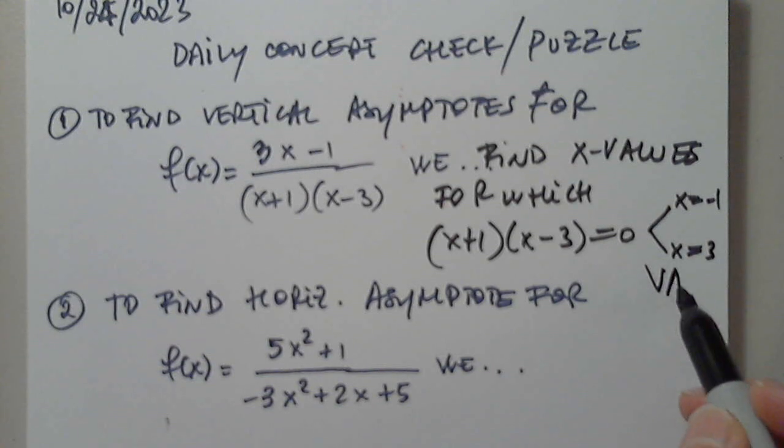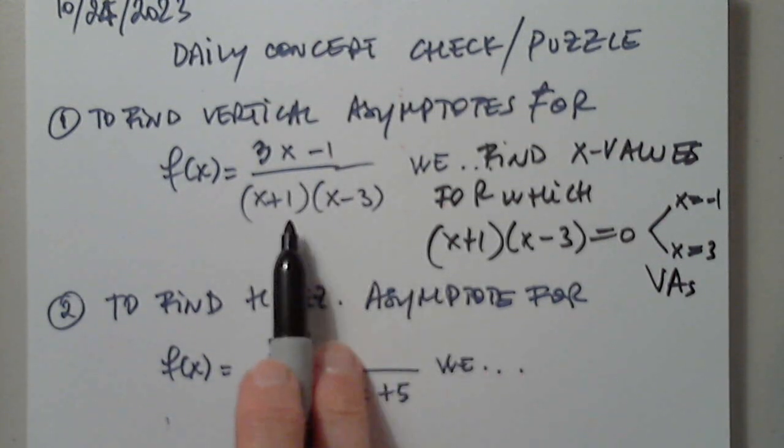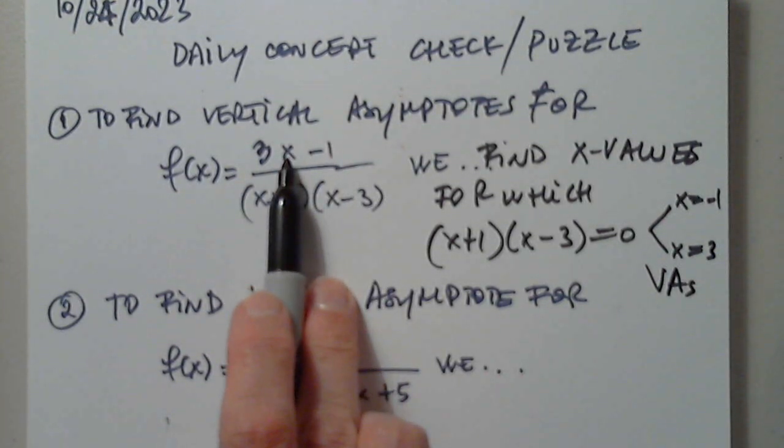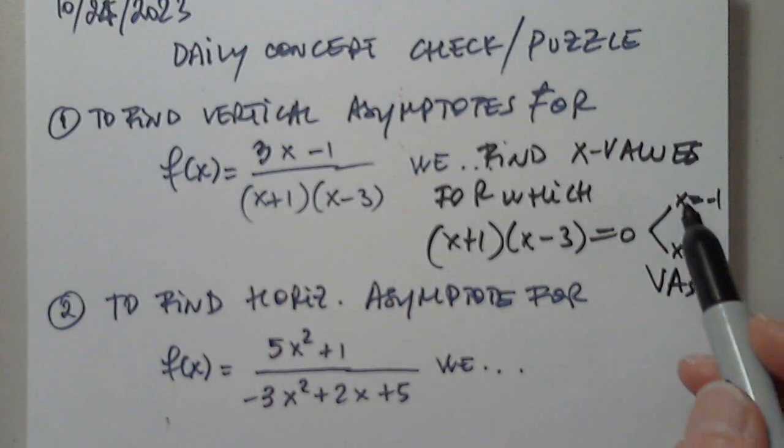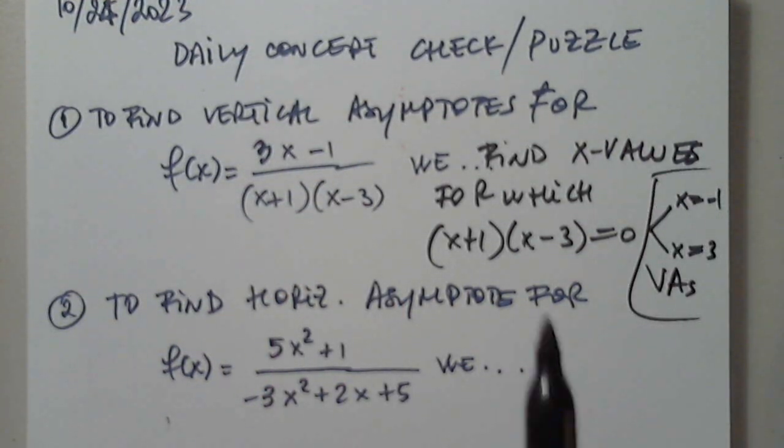These will be the vertical asymptotes because these factors do not simplify with the factor from the top. There is no hole in the graph. Awesome.